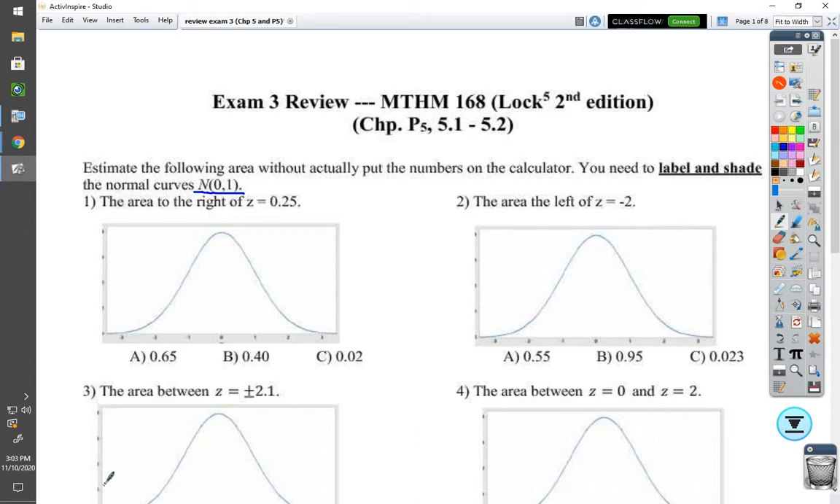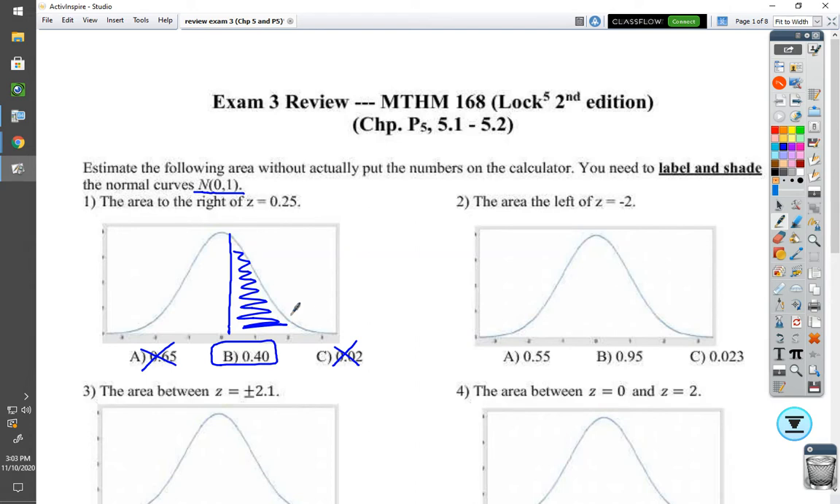On the first one, we're doing the area to the right of z 0.25. Well, z 0.25 is barely above 0, and it shades itself to the right. By a label, that means that we should pick the value of area which is to the right-hand side. Remember, from the middle, 0 to the right is 50%, so there's no way we can be letter A. That area is very close to 50%. There's no way it can be 2%, and it's got to be roughly 40%.